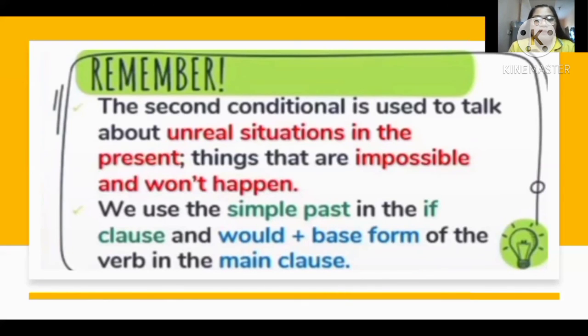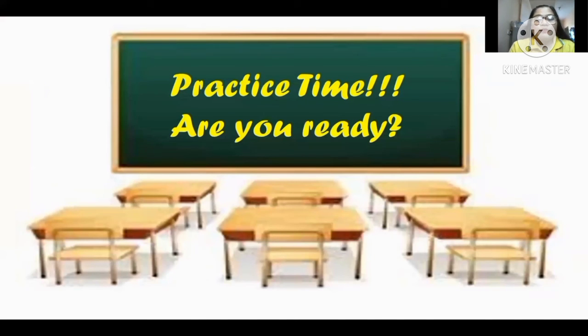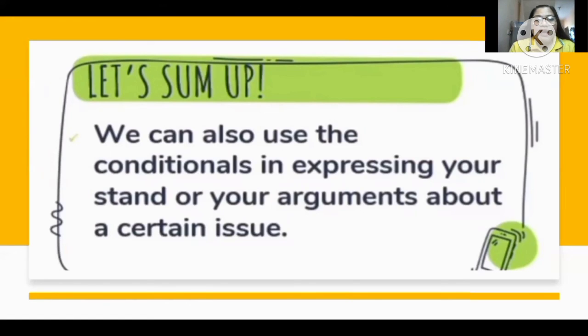So just remember that the second conditional sentence is all about the simple past and then the use of would or wouldn't. Then we can also use the conditionals in expressing your stand or your arguments about a certain issue. So I hope you understand the lesson that we have for this conditional sentence, and the four types of conditional sentence.